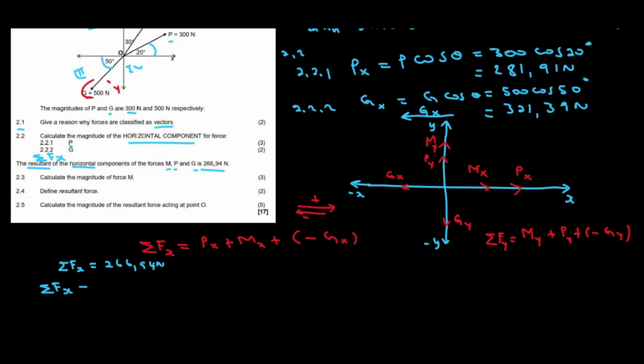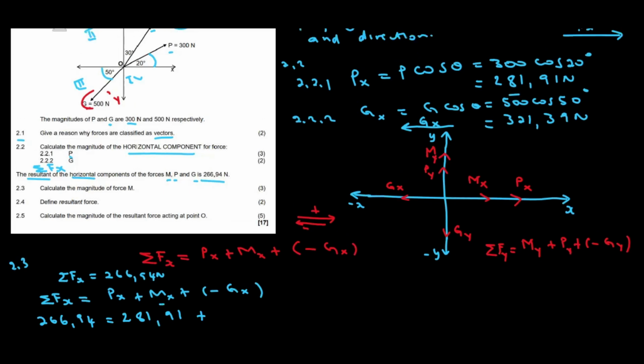Okay, but I just showed you that the sum of forces in the horizontal direction is P in X plus M in X plus a negative G in X. So it means for what they've given me, I can substitute here 266.94 equals P in X, which I calculated above here, right? And this is going to be 281.91 plus M in X, right? So M in X is an unknown, okay? Because in fact, this is question 2.3. Okay, they say you must calculate M.